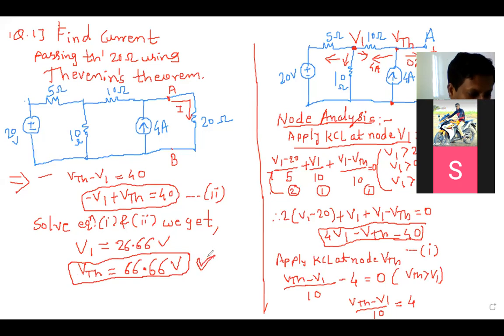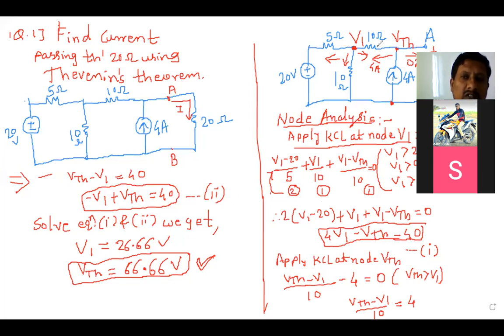We got VTH. Okay. So how to find out VTH? We have to make the A and B terminals open, and the voltage across A and B is nothing but VTH. That we have to find out by different concepts, different methods. Already we have understood voltage division, current division, mesh analysis, nodal analysis. So one of them we have to use. Here we are using nodal analysis. By using nodal analysis, we can get the answer of VTH.